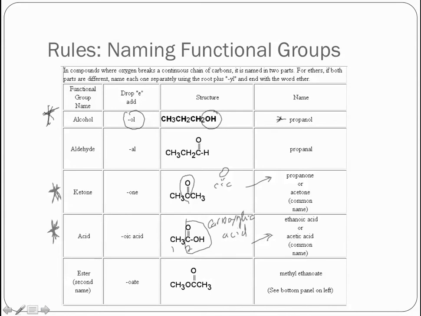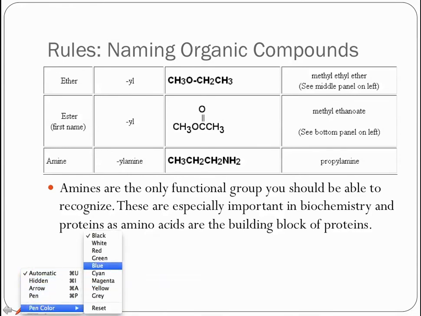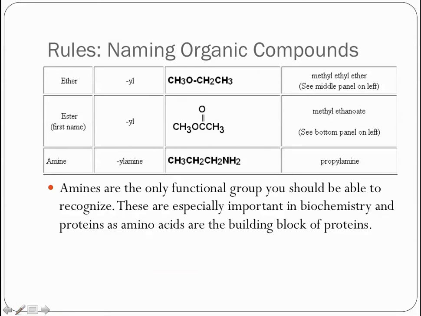These are the 3 that you need on this page. We have one more, a 4th functional group, that I think is very important, especially if you're going to go on to AP Biology or even organic chemistry later in your life: the amine group. So we're going to look at the amine group right here.